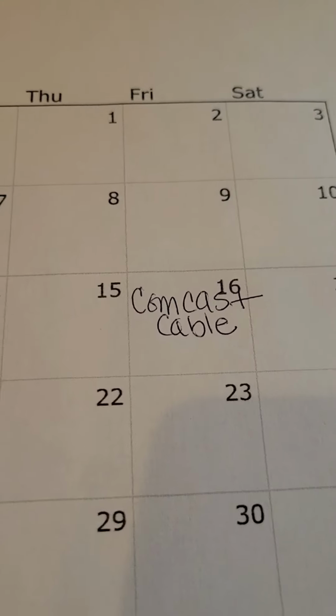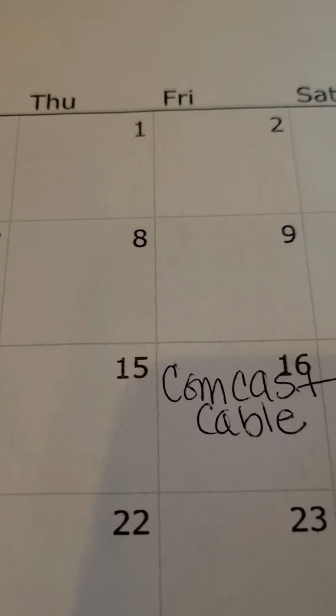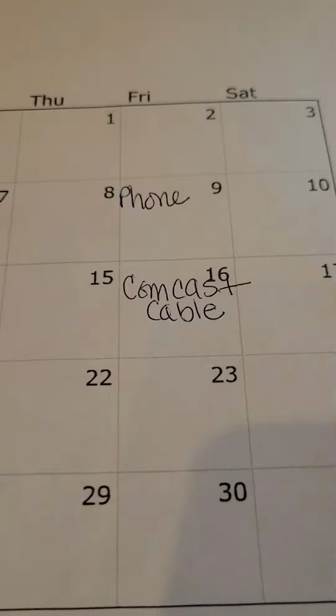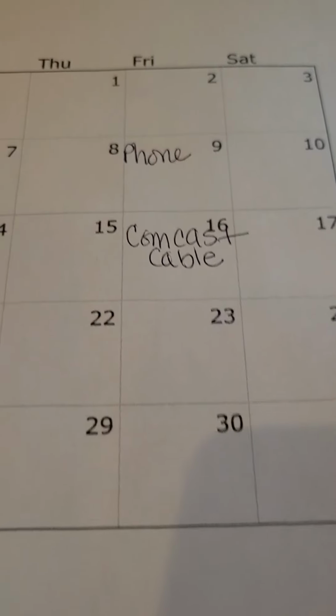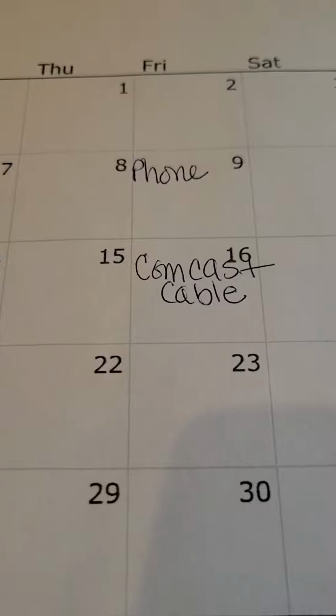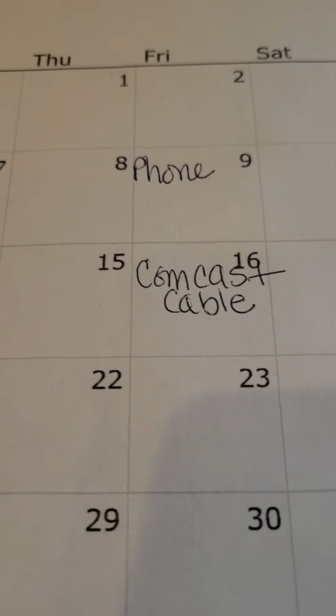Say you have a phone bill and that's due the 10th of the month, you want to go ahead and write that in on the 9th square. If you have a rent or mortgage payment, that's going to be due usually at the beginning of the month. So you have 5 pay periods in January 2026. So you fill in whichever is the last of the month.